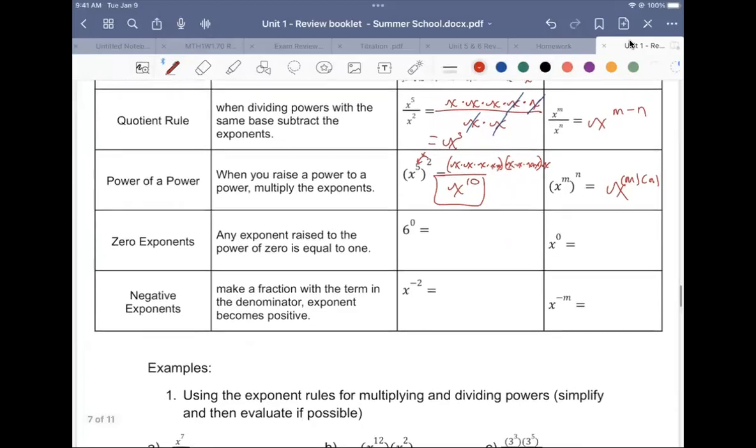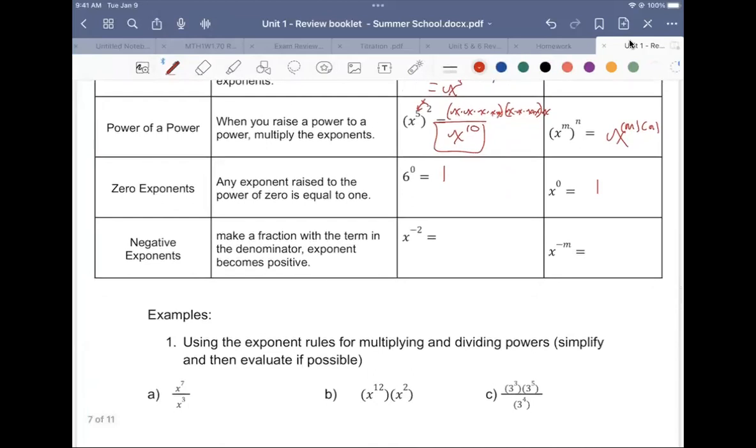Our zero exponents: any base raised to the power of 0 is always equal to 1. It could be 6 to the power of 0 is 1. It could be 7 to the power of 0 is 1. It could be 1,000 to the power of 0 is 1. So x to the power of 0, even if I don't know what x is, I know that it is 1. And the negative exponents is making a fraction with the term in the denominator, and the exponent becomes positive. So in this case, it will be 1 over x squared. In this case, it would be 1 over x to the m.